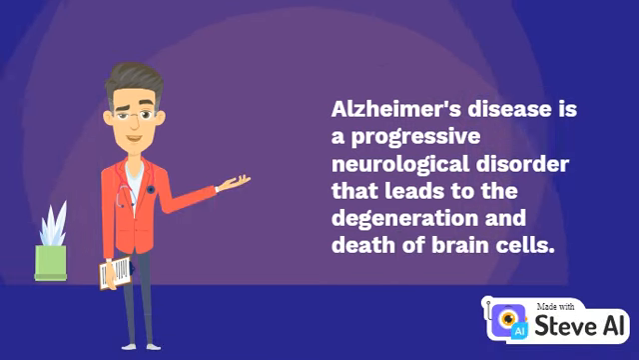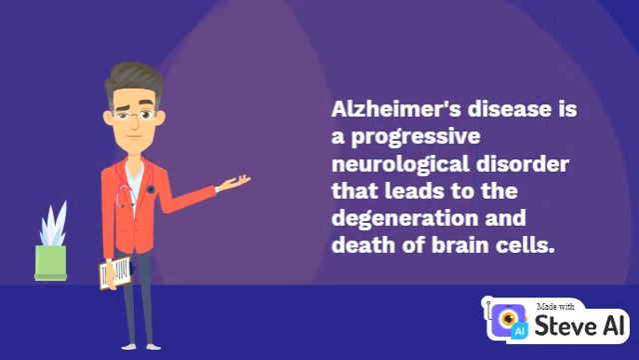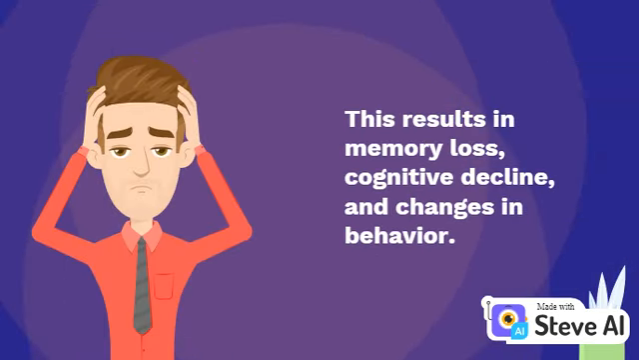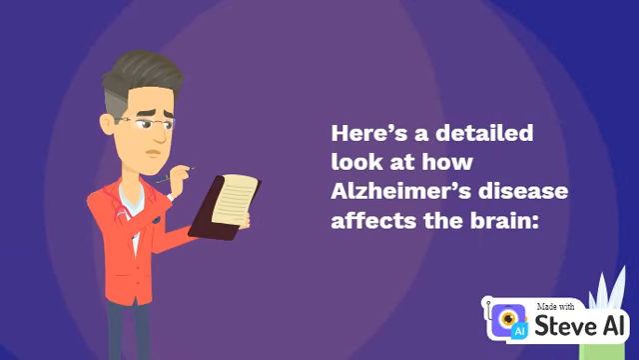Alzheimer's disease is a progressive neurological disorder that leads to the degeneration and death of brain cells. This results in memory loss, cognitive decline, and changes in behavior. Here is a detailed look at how Alzheimer's disease affects the brain.